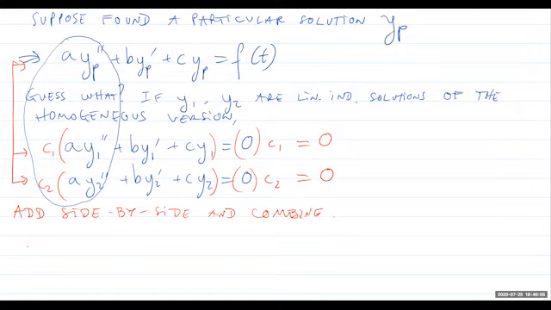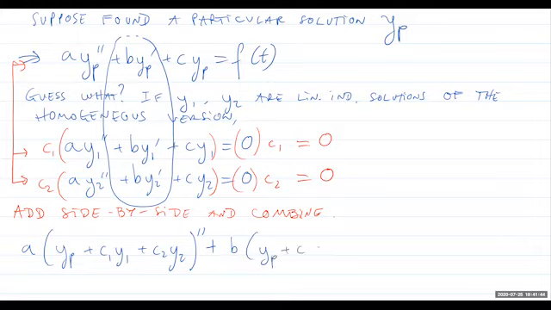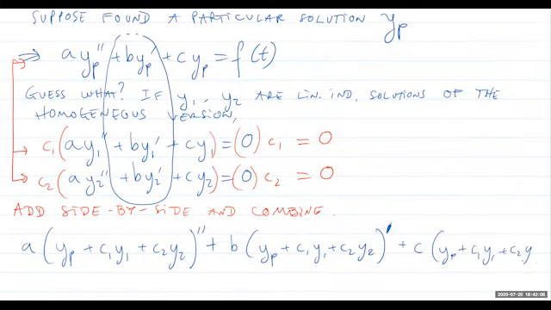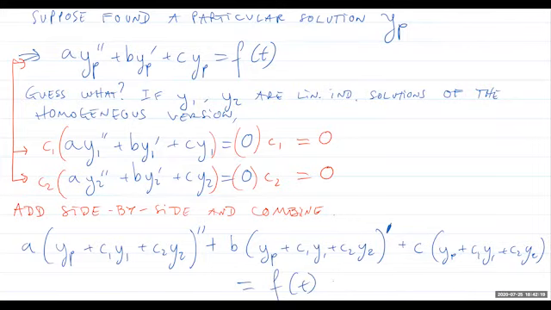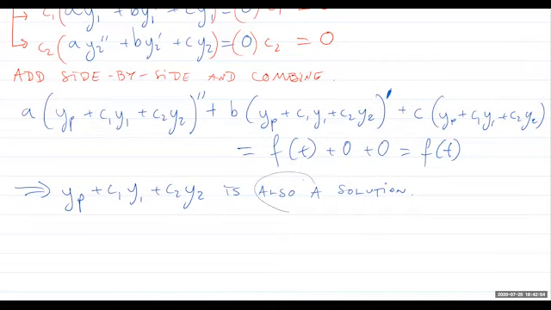All of these terms have a common factor of a, right? I can factor out the a. And check this out, because derivatives are distributive over a sum and multiplication by a constant, that whole thing in parentheses is just being taken to the second derivative. And then I can do the same thing for b, and I can do the same thing for c. And on the right-hand side, I have f of t plus 0, which is just f of t. So in other words, that grouping in parentheses is also a solution to the equation. In fact, that's it. That is the solution.